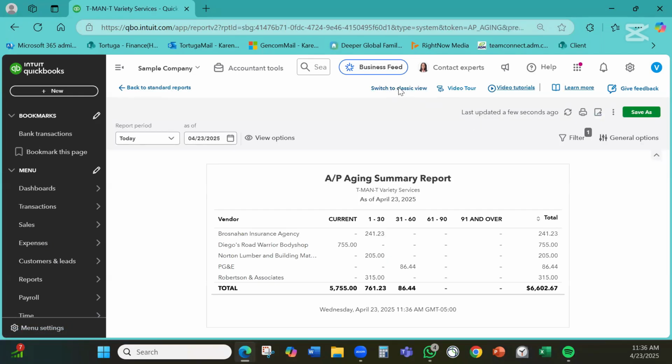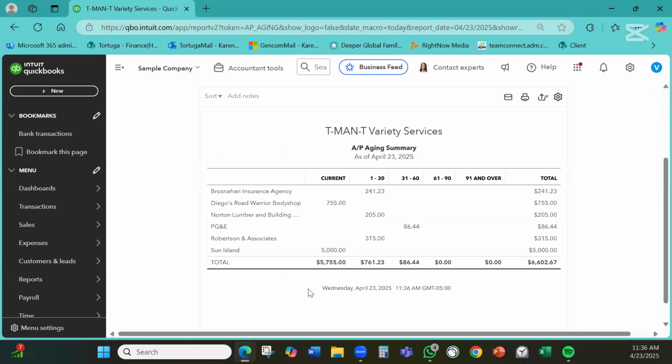I'm switching to the classic view because I don't like that view. See, and you see Sun Island here for your $5,000, right? So again, when you look on your report, you run your report as of today's date, and you can say, okay, as of today, $6,602 is owing to my suppliers. These are their names. This one is way overdue.